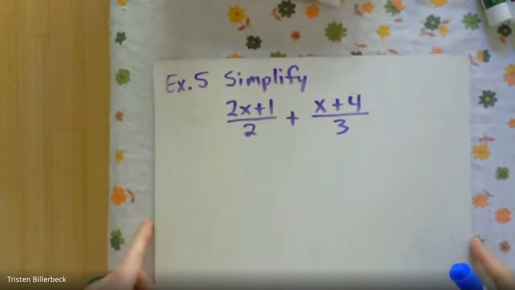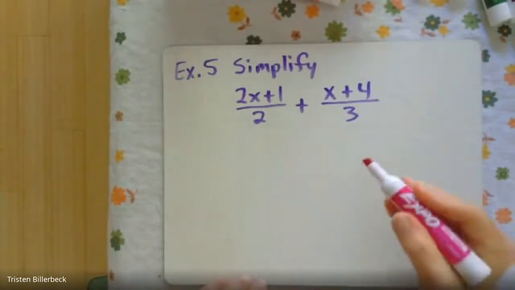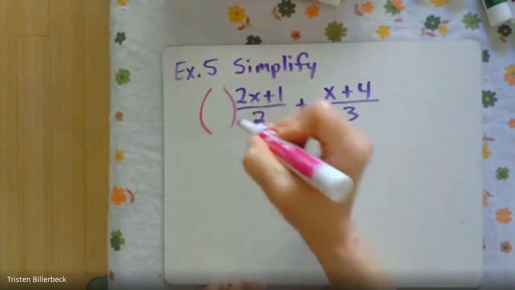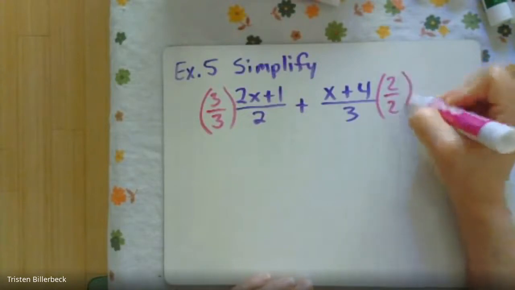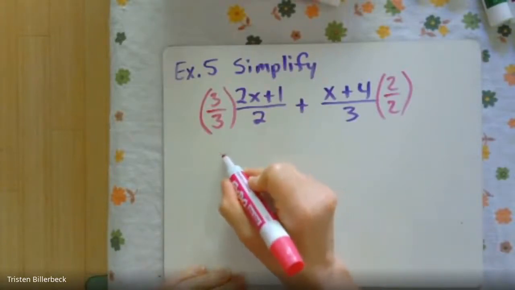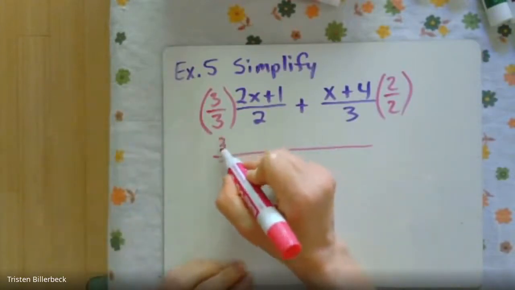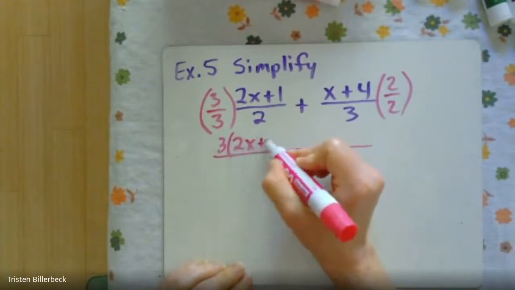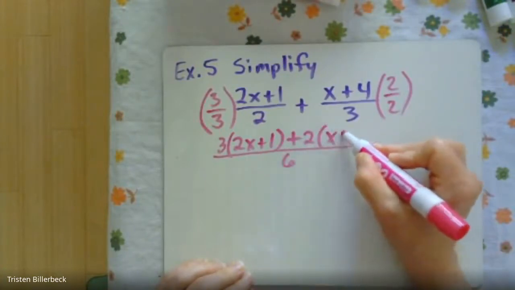All right, another lovely problem. Look at this. Okay, so we have different denominators. So let's make them the same denominator. An easy way to do that is just multiply by the other denominator. So 3 over 3, and this one would be 2 over 2. So that 3 times 2 is 6, so everything's going to be over 6. And then we have 3 times the quantity 2x plus 1 plus 2 times the quantity x plus 4.